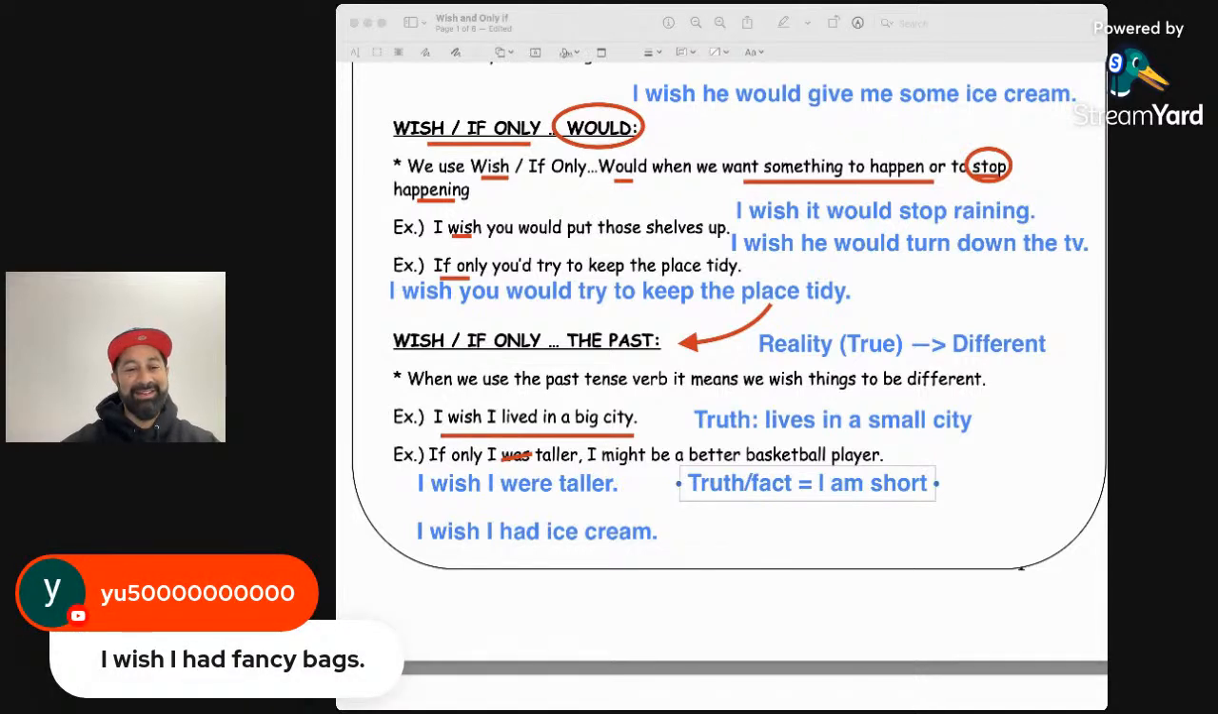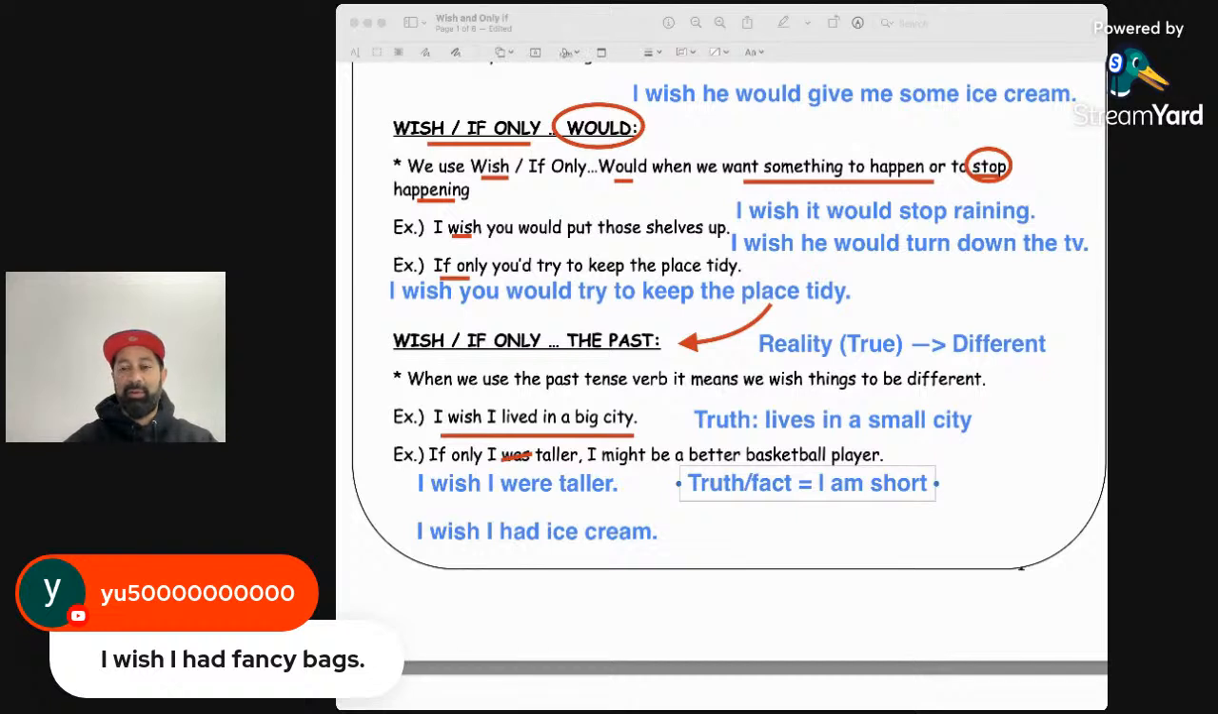I wish I had fancy bags. Yeah, truth is you don't have it. So you wish it was different. Good example sentence, you. Fancy, I would imagine, means like a designer bag, I think. Yeah, perfect sentence. I wish I had fancy bags.